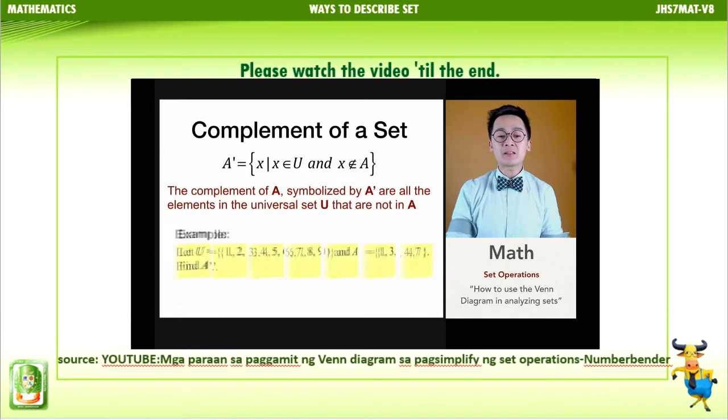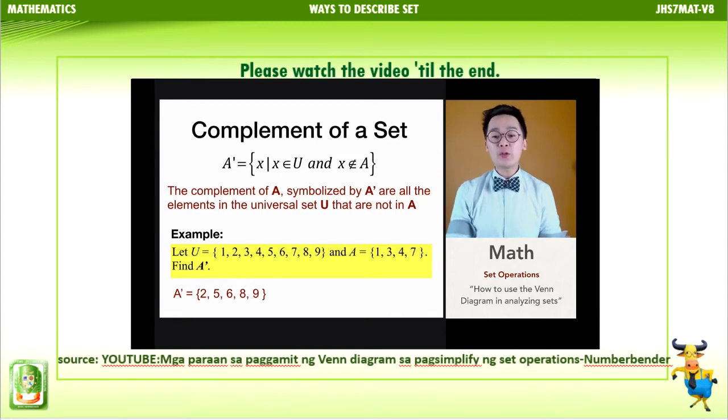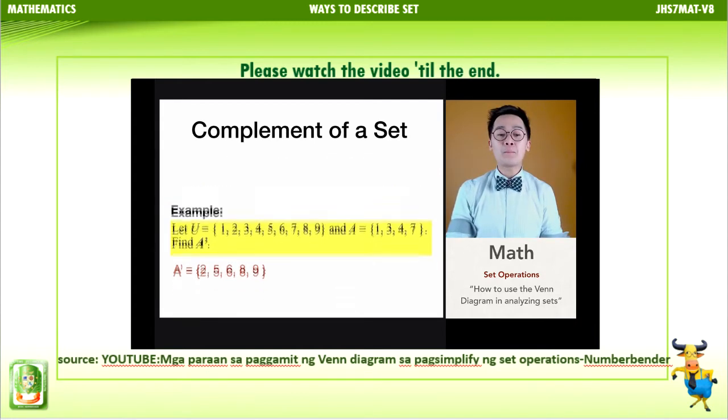So let's say meron tayong union set na merong 1, 2, 3, 4, 5, 6, 7, 8, 9. At yung ating subset A na subset ng set U ay 1, 3, 4, 7. So ibig sabihin kung kukunin natin yung complement ng A which is denoted by A prime, yun yung mga elements na hindi matatagpuan sa subset A na nasa loob ng union set na U. So ibig sabihin nun, yung 2, 5, 6, 8, and 9 na nasa U pero wala sa A, yun yung tinatawag nating complement ng A.